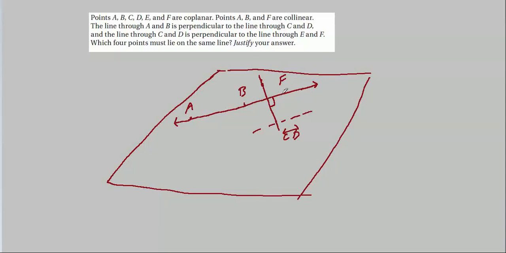If this is the line they're referring to when they say it's perpendicular to the line through EF, then E must be on this line here. Otherwise, and it turns out it didn't matter where we put CD. There's C, and there's D. So they ask which 4 points must lie on the same line? There we go, A, B, F, and E.